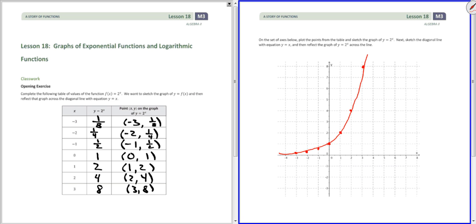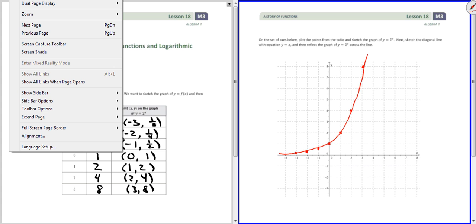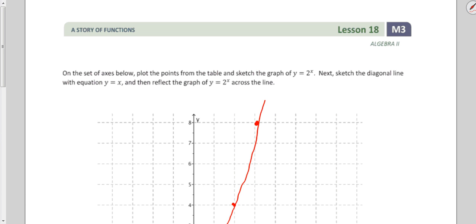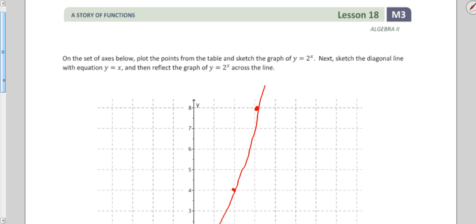Okay, good. All right, now I'm done with the table. I'm going to turn my dual page display off. We're just going to look at this. Now, it says sketch the diagonal line x equals y. What does that mean in English? What do you think, Caleb?